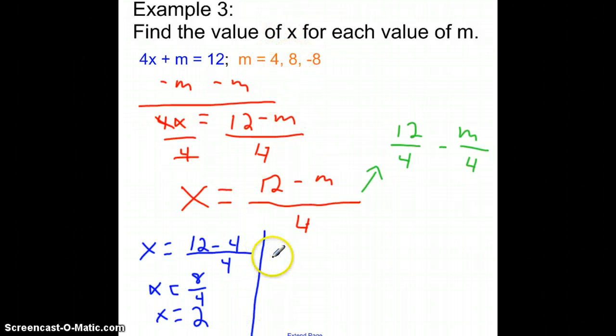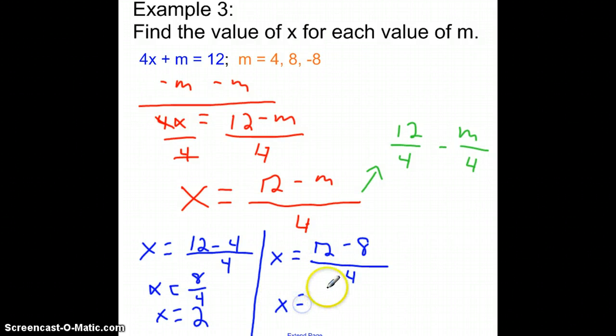How about when m equals 8? 12 minus 8 over 4. Well, 12 minus 8 is 4. 4 over 4, it's going to give us 1. So x equals 1.